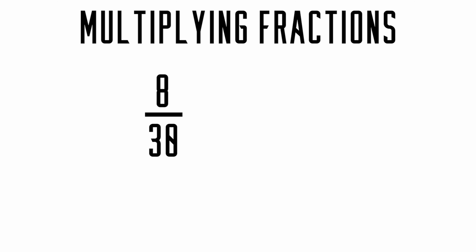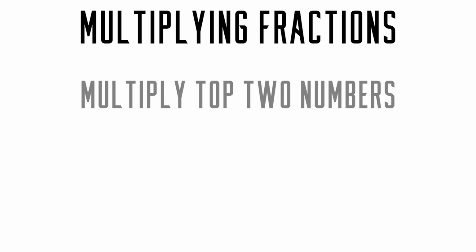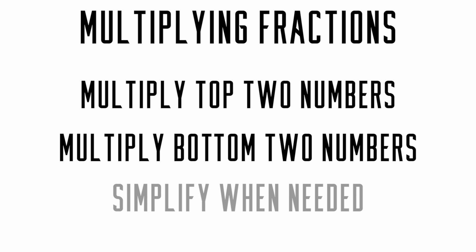Now, both of them being an even number, we know we can at least divide 2 into them. How many 2's are in 8? There are 4. And how many 2's in 30? There are 15. So now we have 4/15, and that is our most simple form of that fraction, because there are no numbers that go into both 4 and 15. So the process for multiplying fractions is to multiply the top two numbers together and then multiply the bottom two numbers together, and then simplify our answer if needed.